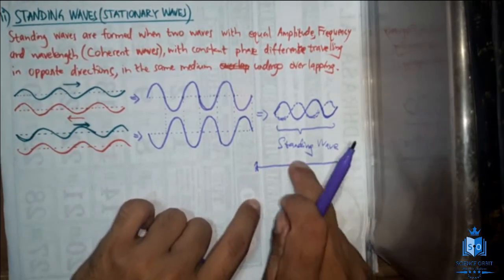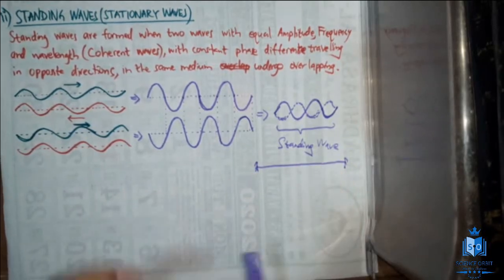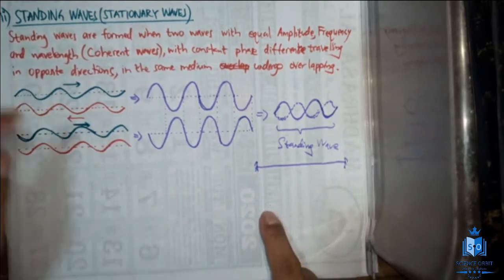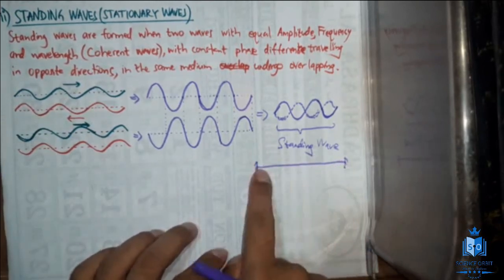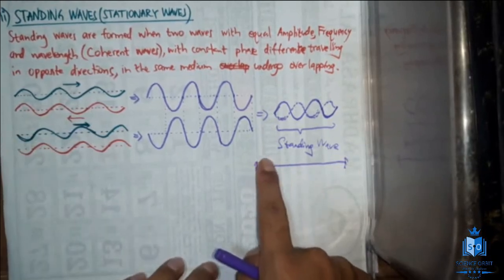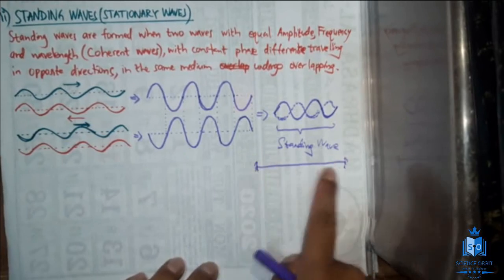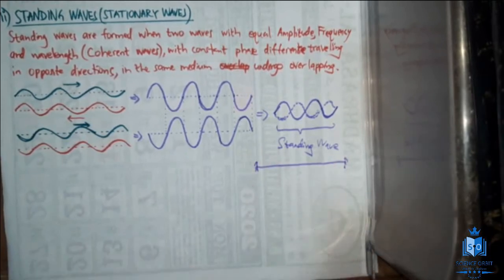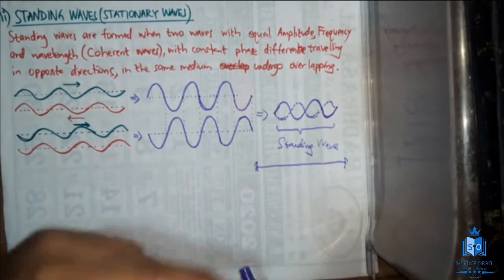So if you pluck that string in the middle, like this, what's going to happen? Two waves are going to be created like this. So the first wave will be created and that wave will reflect from here. So you will get these two waves in the same string: the wave which was generated initially, then the reflected wave. So two waves, same frequency, same amplitude, same wavelength, in the same medium, but traveling in opposite directions. Then when those two overlap, you will get the standing wave.